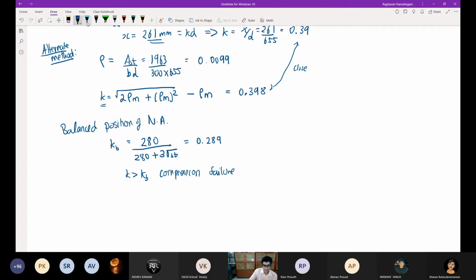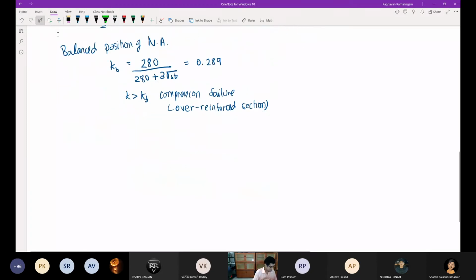It's also known as an over-reinforced section, meaning that it is having too much reinforcement and therefore it is going to compression failure. Okay, so this is just an additional point. Now coming to finding the stresses.